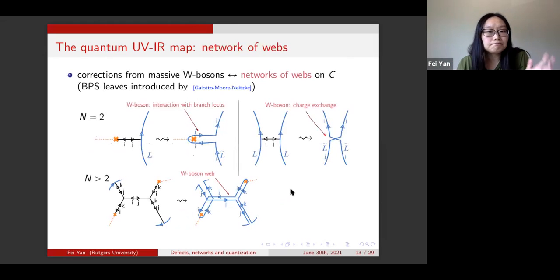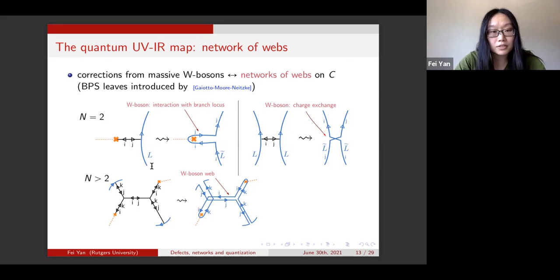And in the physical sense, they are coming from massive W bosons in the 5D N=2 super Yang-Mills. But geometrically, those corrections correspond to some webs extending along the so-called BPS leaves, first introduced by Gaiotto, Moore and Neitzke, and I will describe in the next slides. But anyway, for the GL2 case, there will only be two places where this sort of correction could happen.